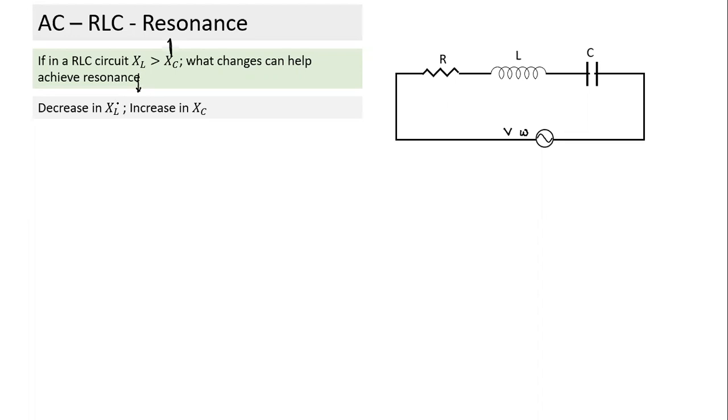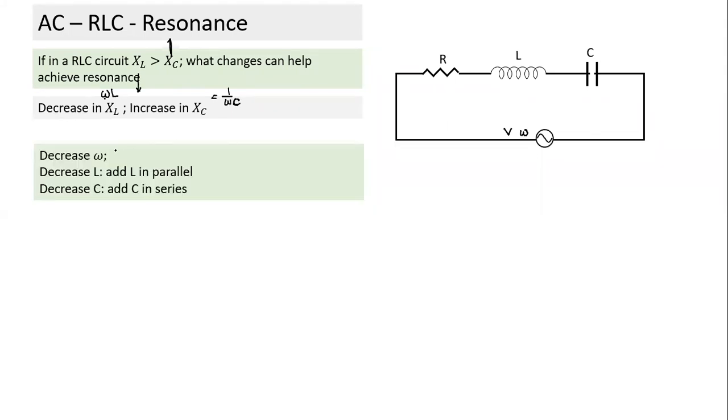How do I decrease XL? There are two ways. What is XL equal to? XL is equal to omega L. If I have to decrease XL, either I decrease omega or I decrease L. Similarly, I have to increase XC. How do I increase XC? XC is equal to 1 by omega C. If I have to increase XC, I have to decrease omega or decrease C. How do we do that? So either decrease omega or decrease L.